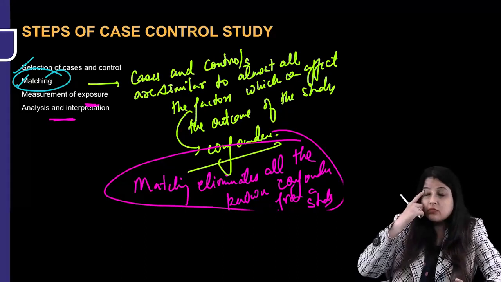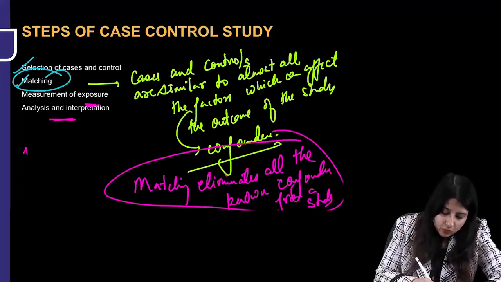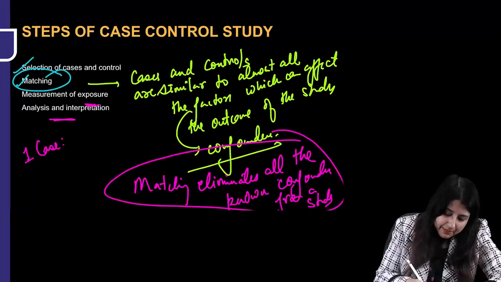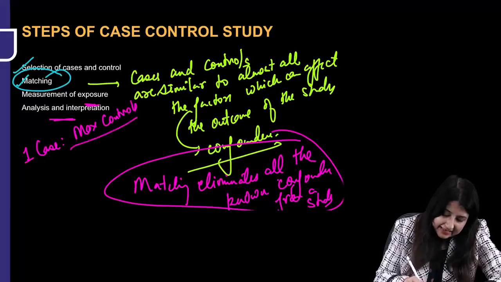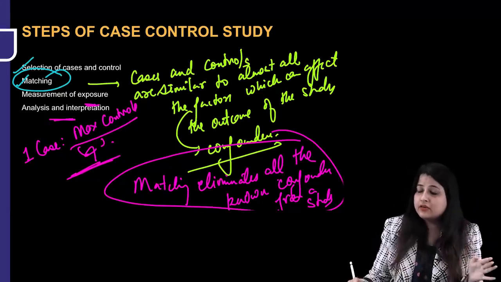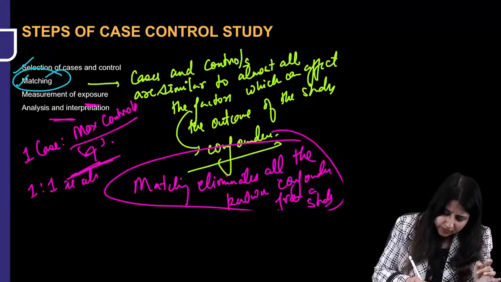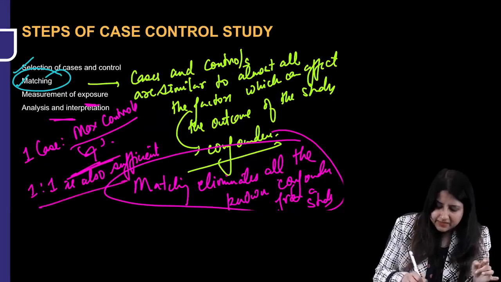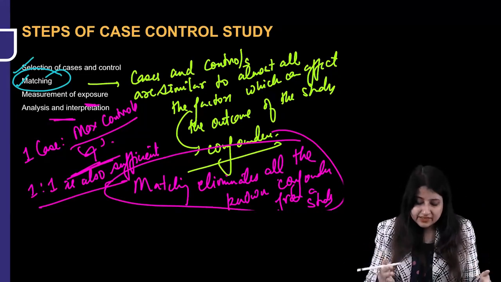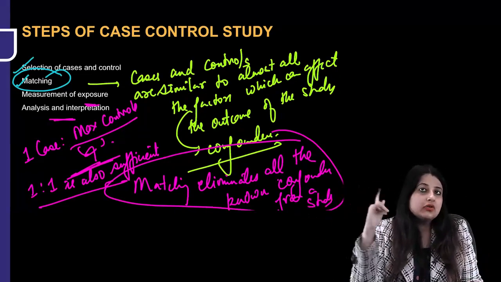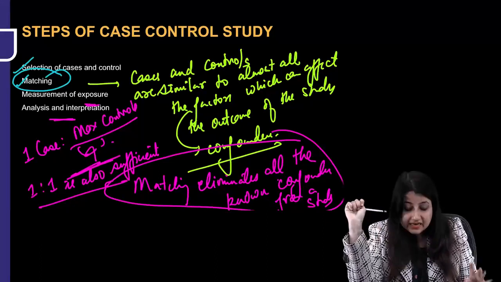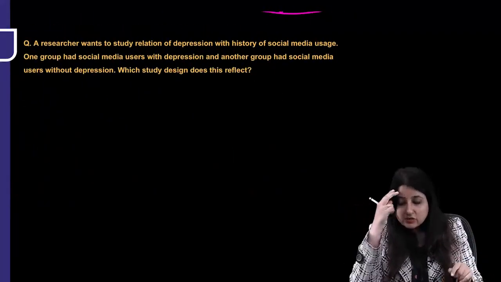Here I want to tell you one more golden point, guys, that for one case, max how many controls can be taken? Max number of controls taken is 4. For one case, we can maximum take 4. Otherwise, 1:1 is also sufficient. If the cost of collecting cases and control is the same, then 1:1 is also sufficient. But if somebody asks you max how many controls you can take for one case, you can take 4 controls. Okay?